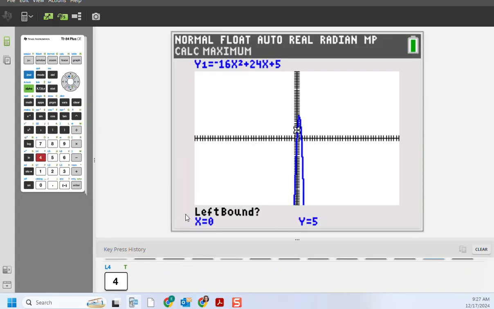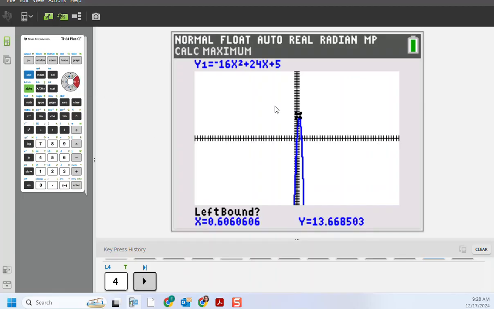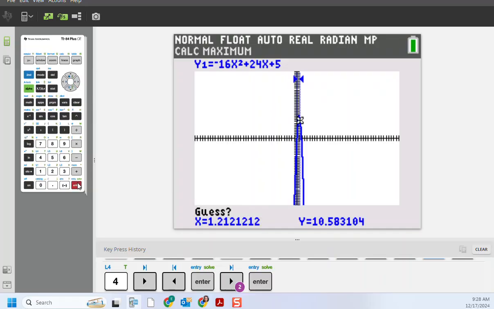And I need to be on the left of the maximum. So right now I can't tell if I'm to the left or not, so I'm going to stay where I was. That's on the left, press enter. Use your right arrow to get to the right of the maximum and press enter. And then try to get close to the maximum and press enter. And so I get this 0.75 comma 14. You guys get that?